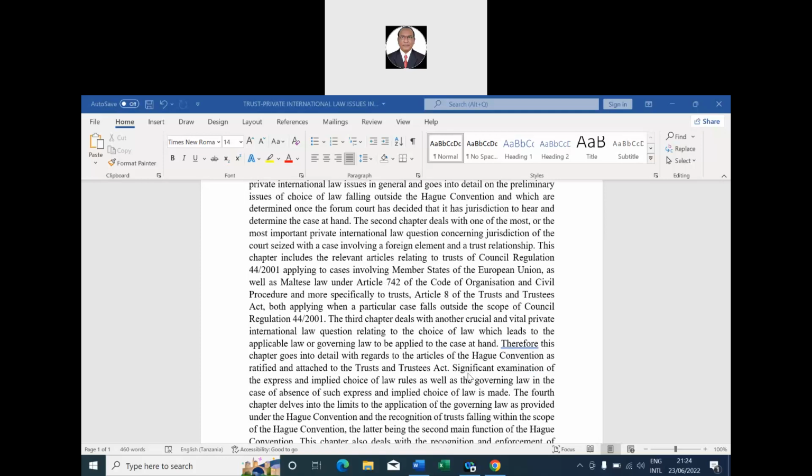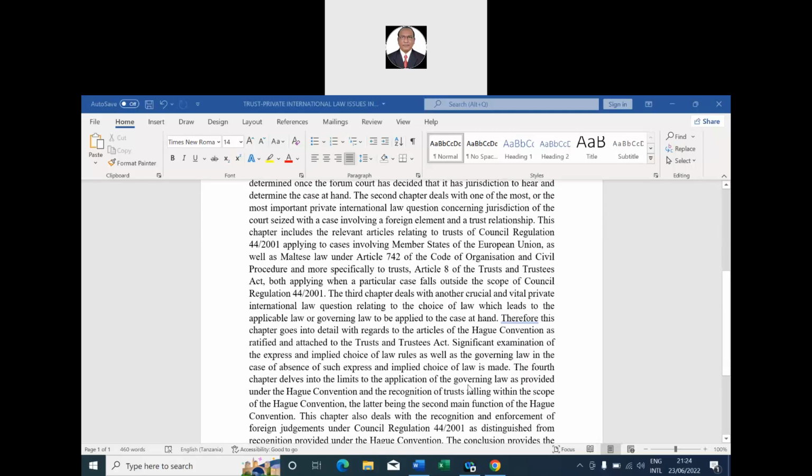I will Google it. A significant examination of the express and implied choice of law rules, as well as the governing law in the absence of such express and implied choice of law, is made. If the choice of law is not there, then naturally we will follow the connecting factors, and we follow the international instruments and how far the municipal law would be domesticated. Based on it, we will decide the case. But in any case, when it is decided, generally the state party's law, the domestic law, would be used.